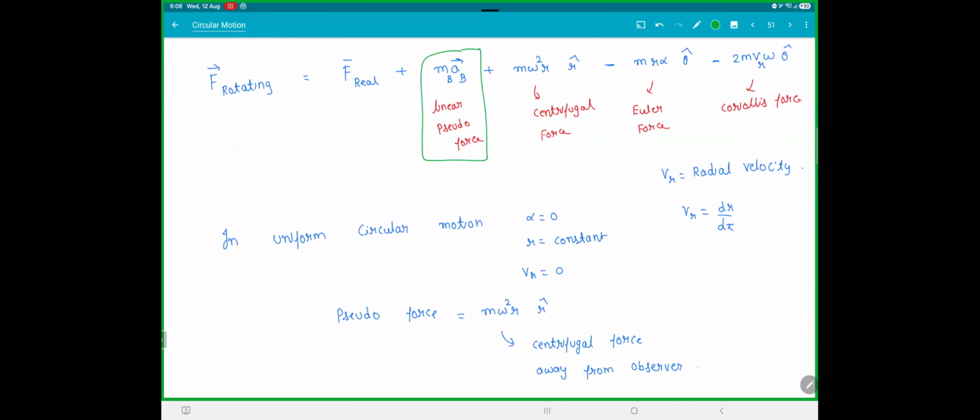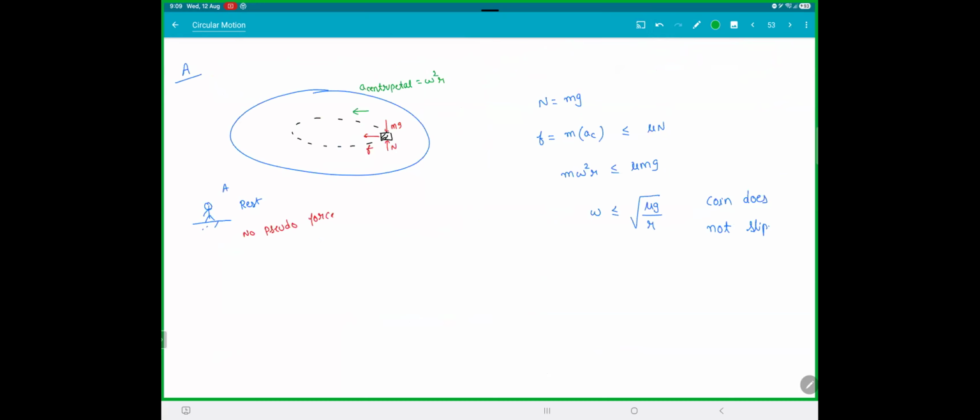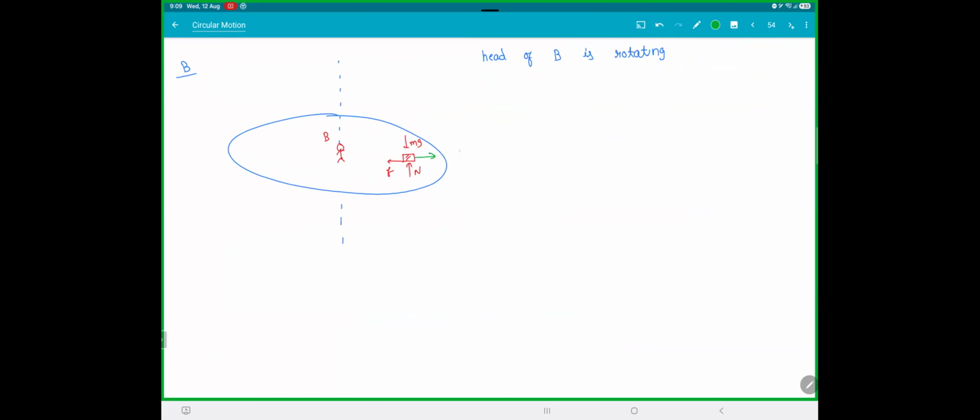The first one is 0. Why? B is not accelerating. There's no translatory motion for B. So this guy is 0. Is there a centrifugal force? Yes. Is there an acceleration? No. So this guy is 0. Is there any velocity between them? No. This guy is 0. So out of the 4 pseudo forces, we will just use this one guy. So he will say there is a centrifugal force, which is m omega square r. And this is also the pseudo force. So in this case, the pseudo force is the centrifugal force.